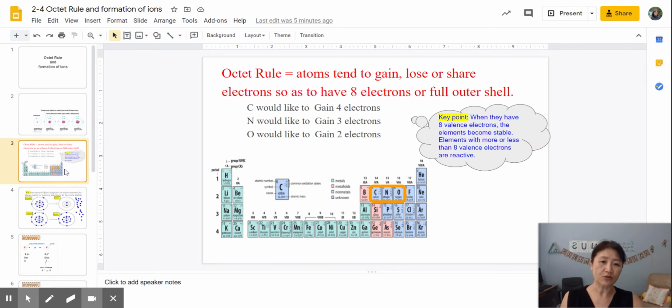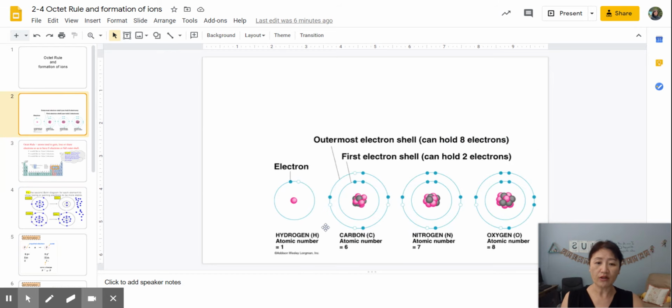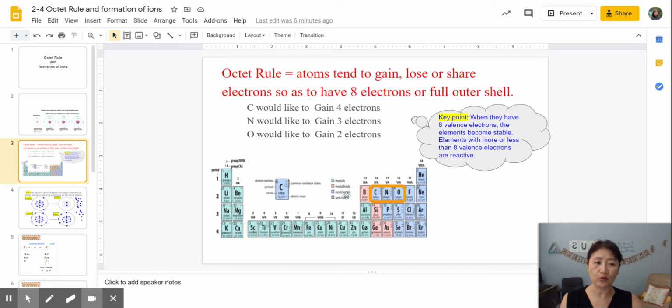According to the octet rule, atoms tend to gain or lose or share electrons so that they can have full 8 electrons in the outer shell. The exception would be one of the small atoms. For hydrogen, having a full outer shell means having 2. Except for those smallest atoms, most atoms want to have a full valence shell having 8 electrons.